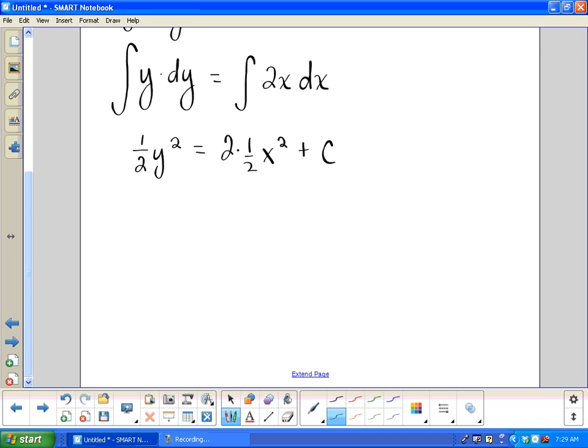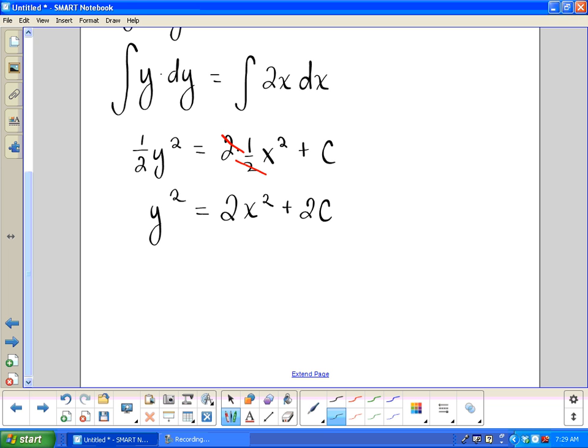And now we are just going to simplify a little bit. So let's see. The 2 and the 1/2 will cancel. And then I'm going to move the 1/2 over to the other side. So we get y squared is equal to 2x squared plus 2c.